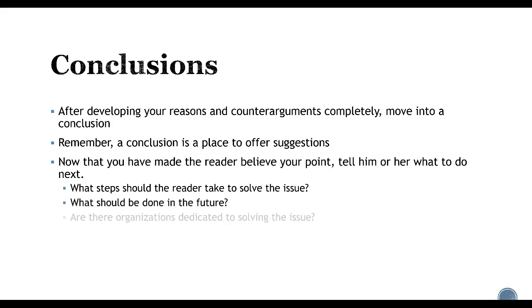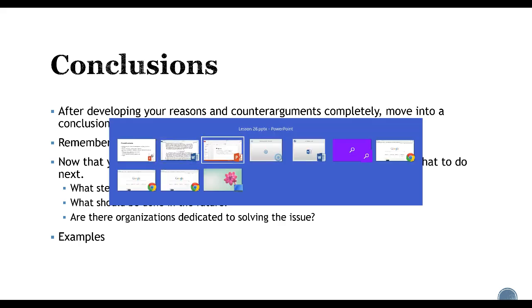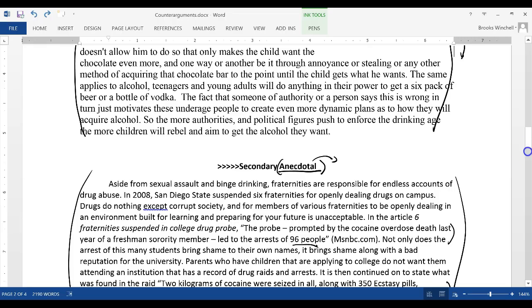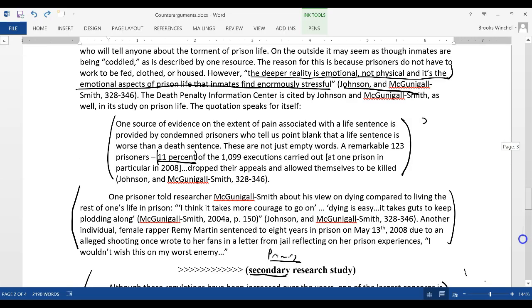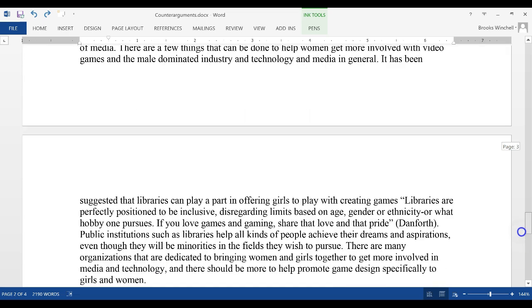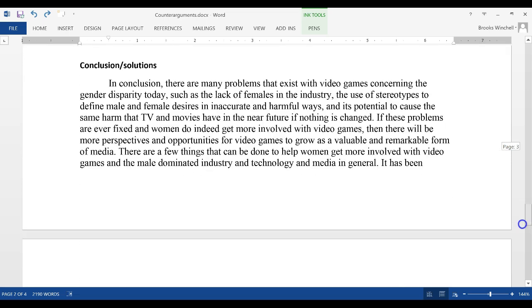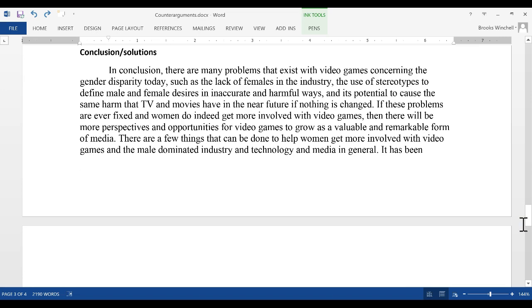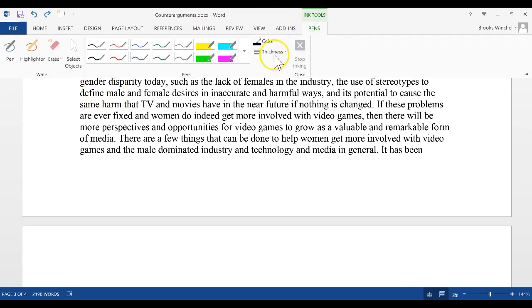What should be done in the future? Are there organizations dedicated to solving this issue? Those are the kinds of things you want to think about in your conclusion. So let's take a look back at the examples of some conclusions. So here we have just 2 examples of 2 different conclusions. You can see how these people use suggestions in their conclusions when they're developing their ideas.